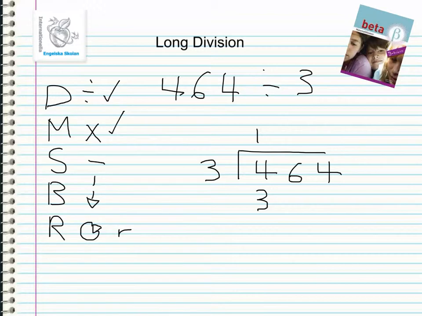Next comes S, sister, or subtraction. So I'm now going to subtract that 3 that I put underneath from the number above, which was 4. So 4 minus 3 leaves me with 1. Subtraction is done. Next comes bring down. Now the number I'm going to bring down is the one directly next to it, which is 6. And I'm going to write that there. So now bringing the 6 down next to my 1 turns that number into 16. So I've brought down, I can give my B a tick.